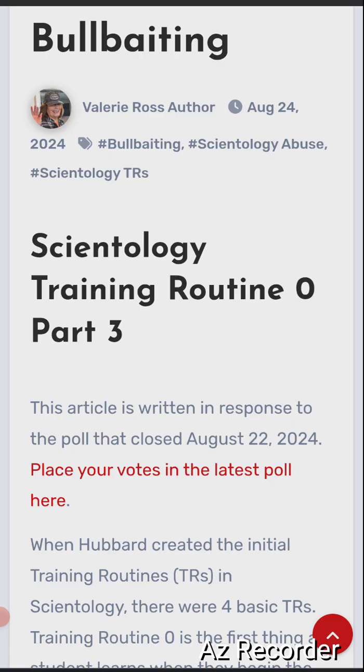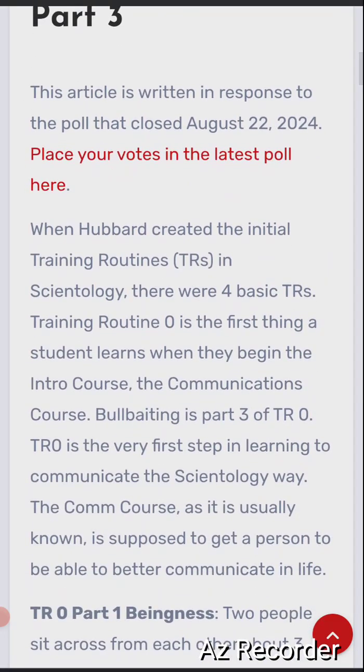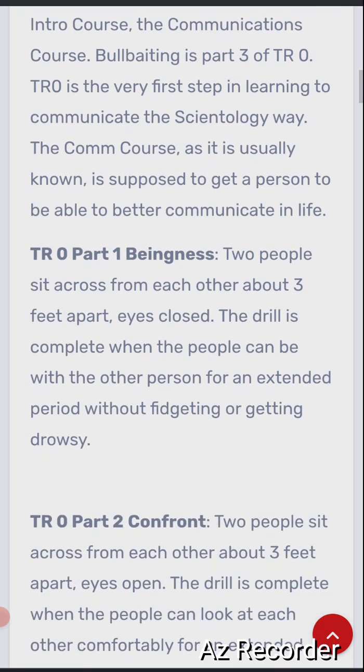Scientology Training Routine 0, Part 3. This article is written in response to the poll that closed August 22nd, 2024. When Hubbard created the initial training routines, TRs, in Scientology, there were 4 basic TRs. Training Routine 0 is the first thing a student learns when they begin the intro course, the communications course. Bullbaiting is Part 3 of TR 0. TR 0 is the very first step in learning to communicate the Scientology way.